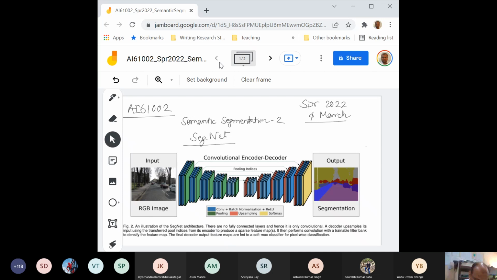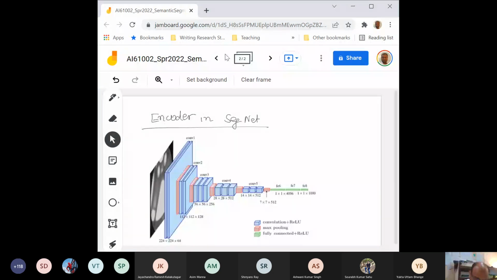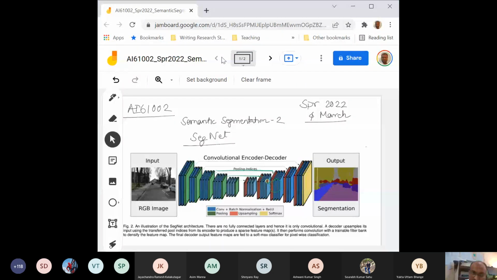Okay. So now comes to this one, which is the encoder part. Now encoder is essentially this first part of the network. So this whole part is what we call the encoder. Your voice is breaking. Okay. Is it okay now? Yes, sir. Please, could you start from the beginning? We didn't hear, sir.